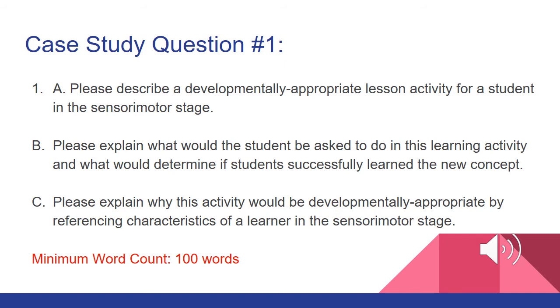So the first part of the case study question is, I want you to think of a developmentally appropriate learning activity for a student who was in the sensorimotor stage. So let's say you end up getting a job at a Head Start program. That's a government-sponsored preschool program. And you're working with 1 year and 8-month-olds. What would be a good activity for them?